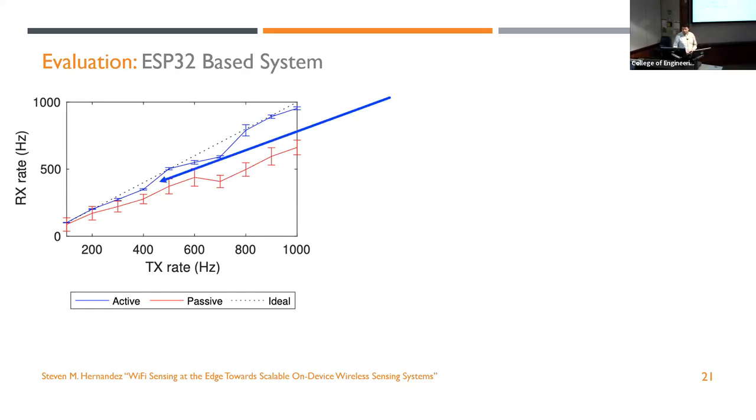We do see that in the blue line, that's the active case, we basically achieve that one-to-one ratio. There are two cases where the rate goes down a little bit, and that's just due to some integer math related to how quickly we can transmit over time. It's something we could fix if we really needed it to be fixed.